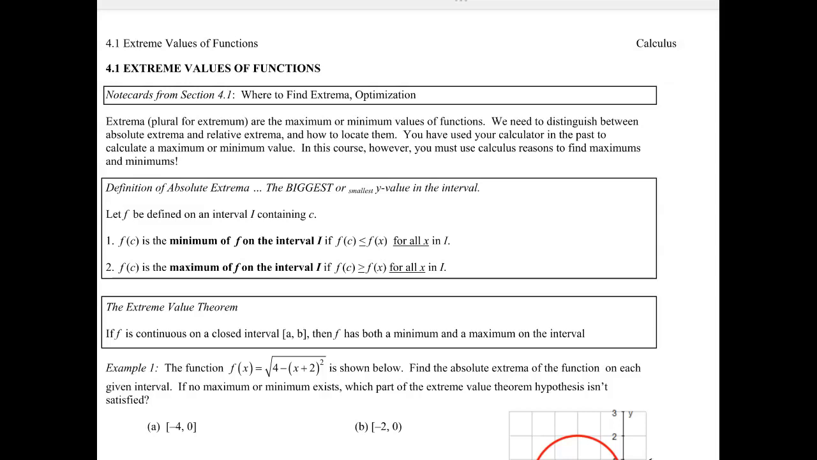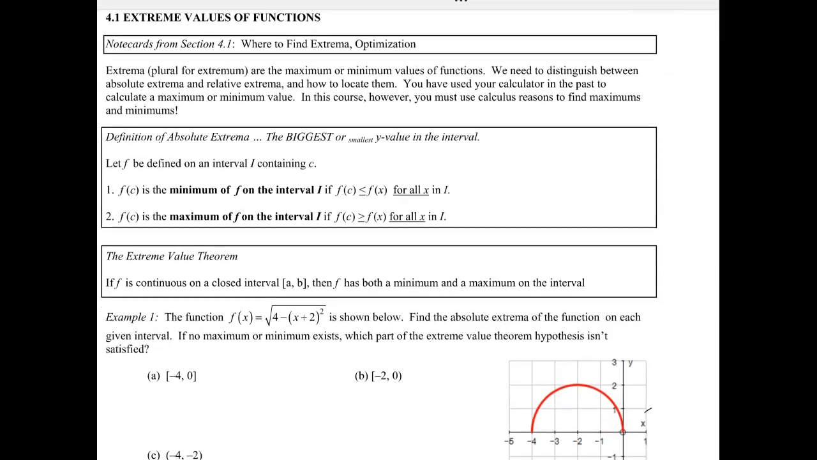Alright, so today we're going to be talking about extreme values of a function. We're going to be talking about extrema, aka maximums and minimums. We need to be able to distinguish between absolute extrema and relative extrema, and how to locate them. We have used our calculator in the past to calculate a maximum and minimum value. This course, however, in calculus, we have to be able to reason to find maximums and minimums. Unfortunately, calculus is all about that reasoning and explaining yourself and all of that kind of good stuff.